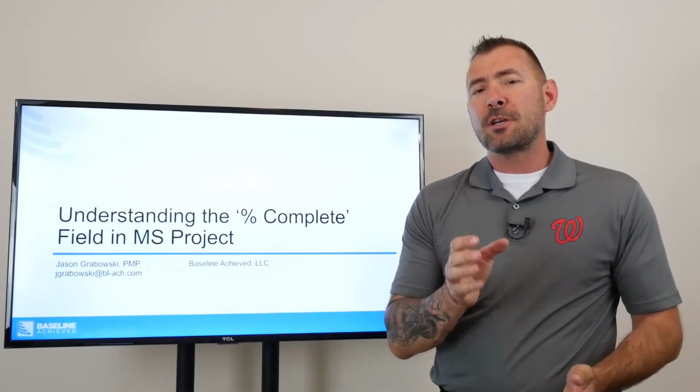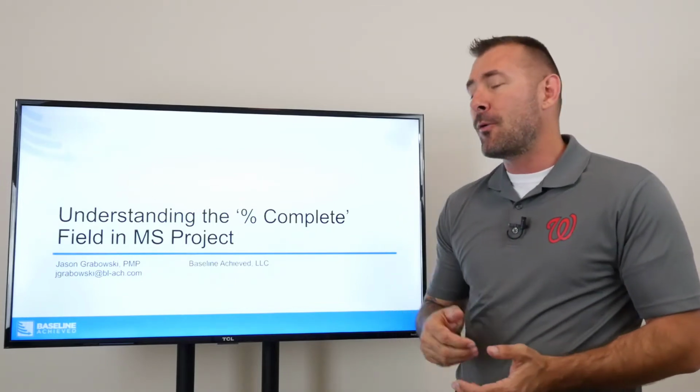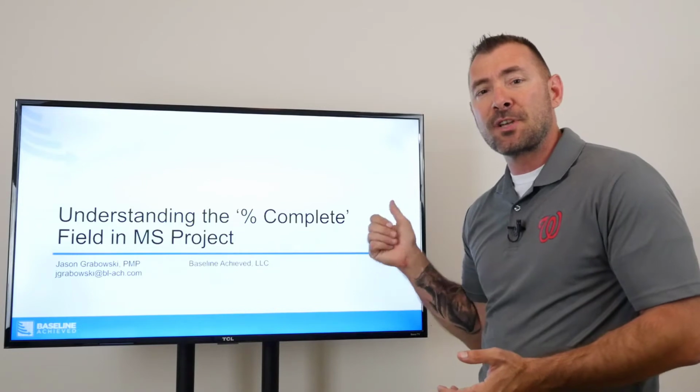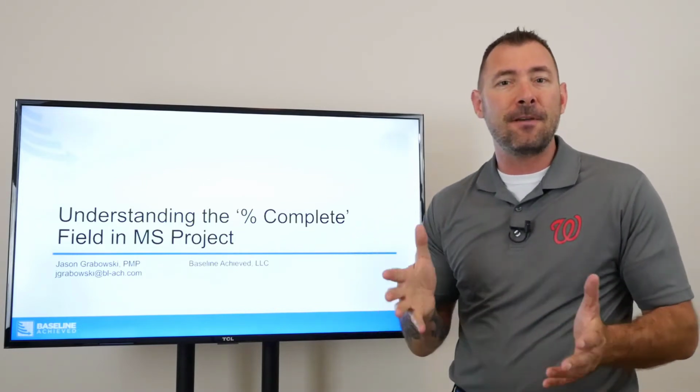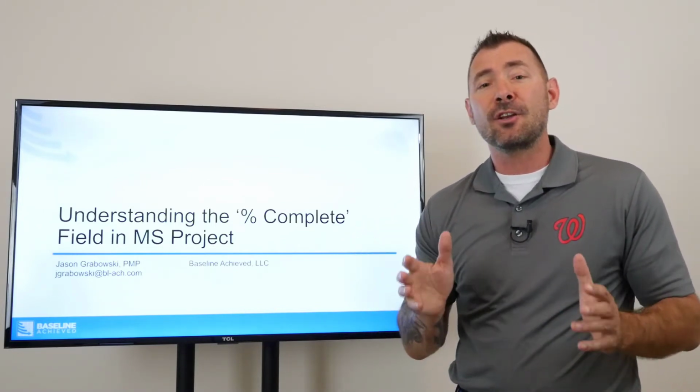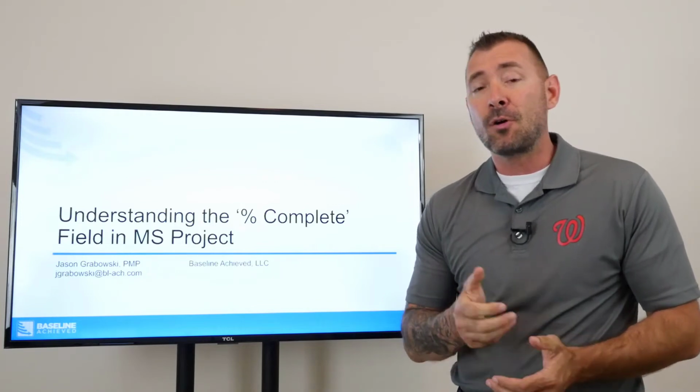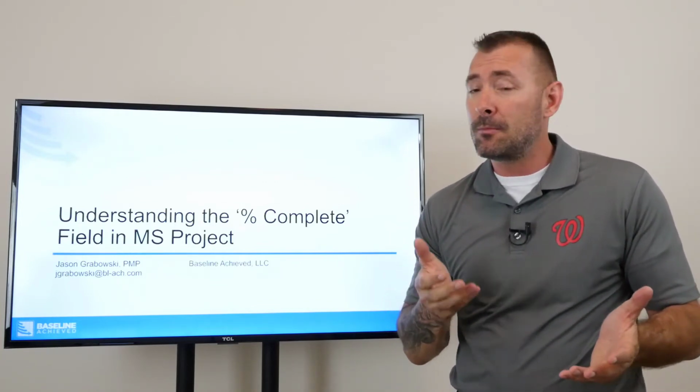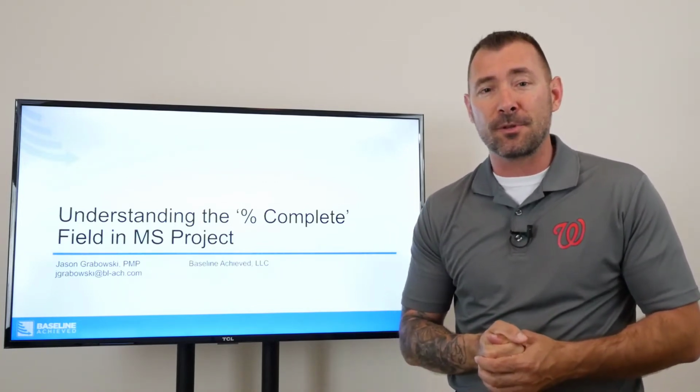Now, the project manager at that point may go into Microsoft Project, into the percent complete field and put a 50 there. That is the incorrect way to use this field. So how should we do this? Well, let's jump into Microsoft Project and talk through this.